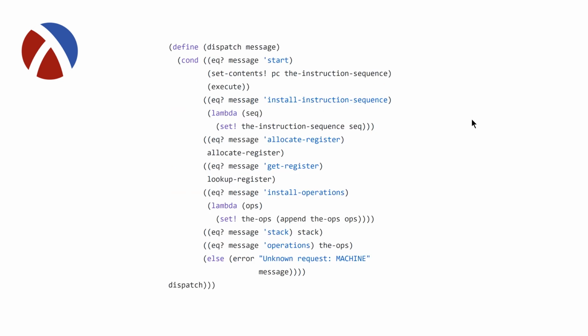And this is the dispatch procedure that I mentioned when we were looking at the make-machine procedure. Here we can see all of the dispatching taking place based on the tag. We previously saw the install instruction sequence, the allocate register, and I believe the install operations, but we can also see get register here, and start, stack, and operations as well.